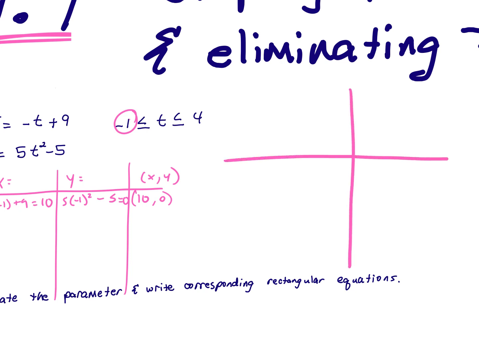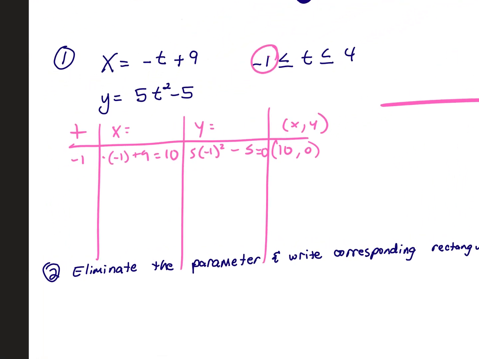I'm actually going to wait before I graph all my points just to see what my increments need to be, how big my numbers are. What number would I plug in next? 0. So -0 plus 9 would be 9. So the first number is 9. Then I have 5 times 0 squared minus 5, which would be -5. Then we plug in 1. So -1 plus 9 would be 8. 5 times 1 squared minus 5 is 0.